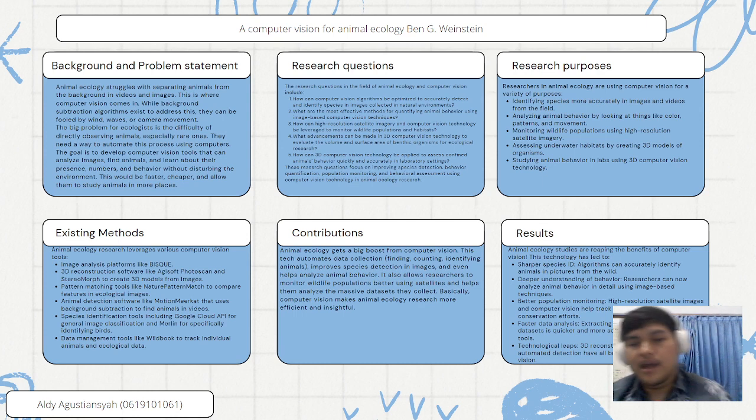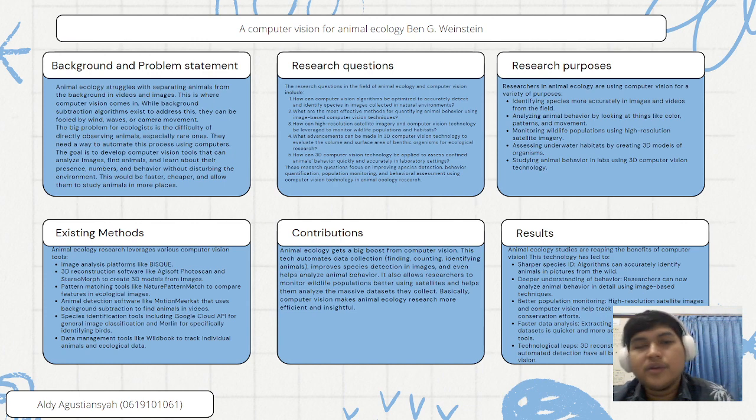So the results from this paper are sharper species ID, deeper understanding of behavior, better population monitoring, faster data analysis, and a technological leap. Those are what I found from the first journal.